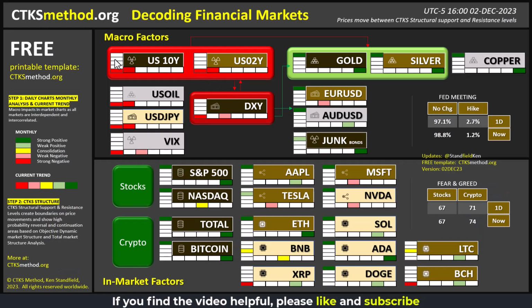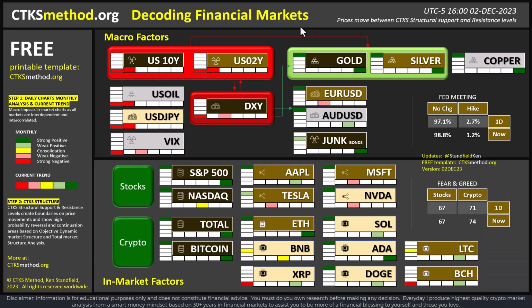The reason that we need to decode financial markets is that everything moves in an alignment and in intercorrelation and interdependence with each other. You can see all this negative monthly momentum here on the US 10-year, the US 2-year. If it's negative here, it's positive over here in gold and silver, especially if the trio combine, including the DXY. The DXY has had a lot of monthly negative momentum.